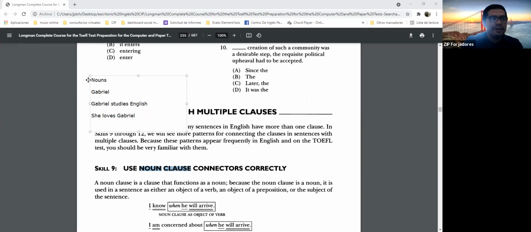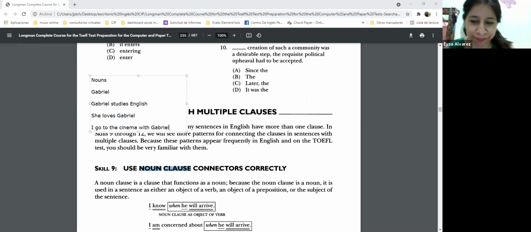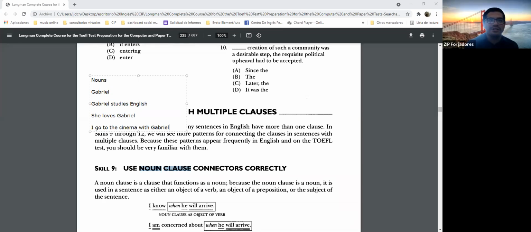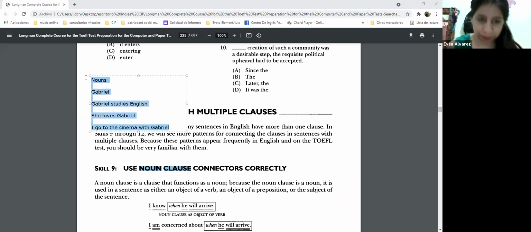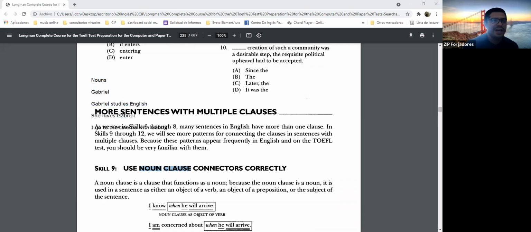And also a noun could be the object of the preposition. That we have also seen, okay? I go to the cinema with Gabriel. With is the preposition and Gabriel is the object of the preposition with, all right? So a noun clause is the same, but instead of Gabriel, you are going to use a sentence or a clause. Remember, a clause has to have a verb and a subject. Okay, so that's the noun clause.